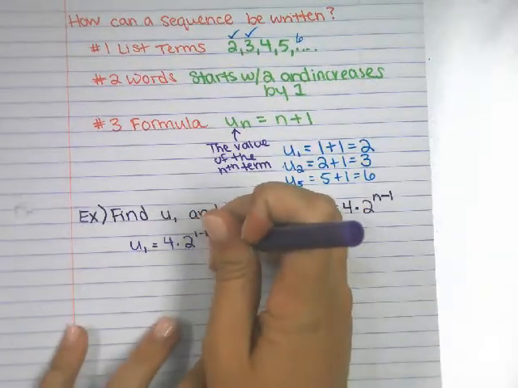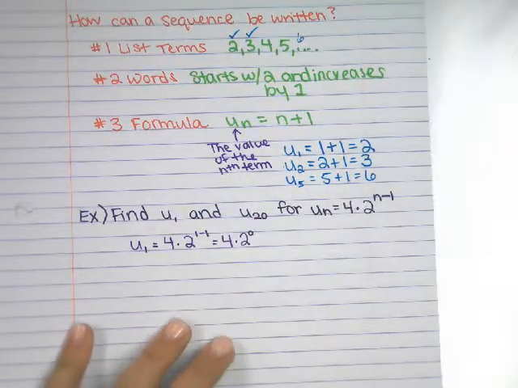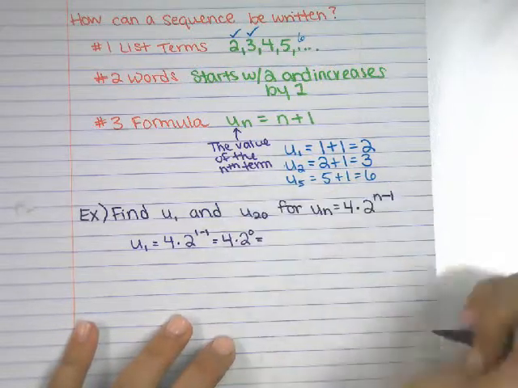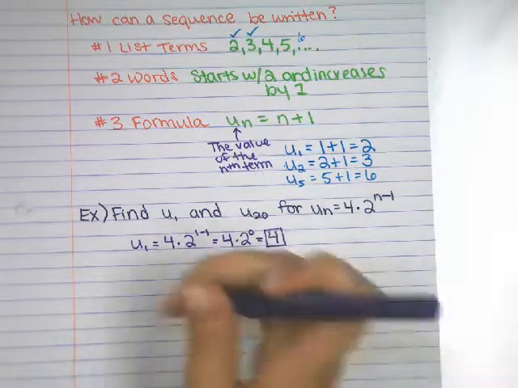Or you could do this by hand. So let's see, 4 times 1 minus 1 is 0. So 4 times 2 to the 0. Anything to the 0 power is 1. So that's just 4 times 1, which is 4.